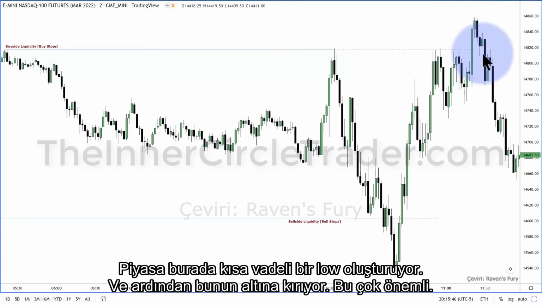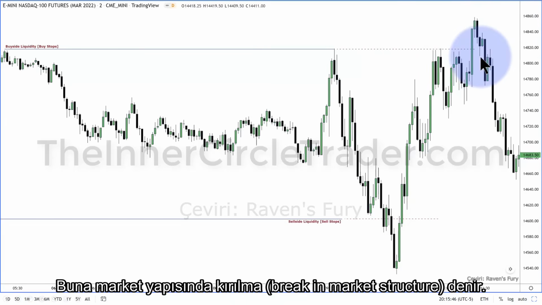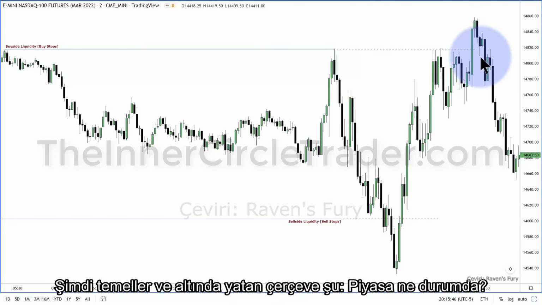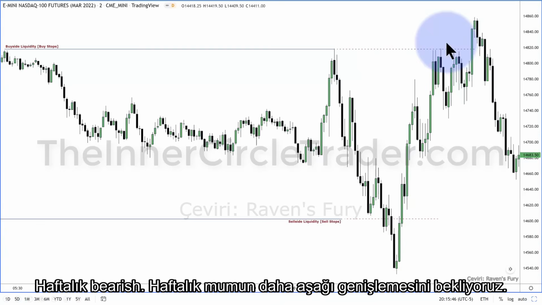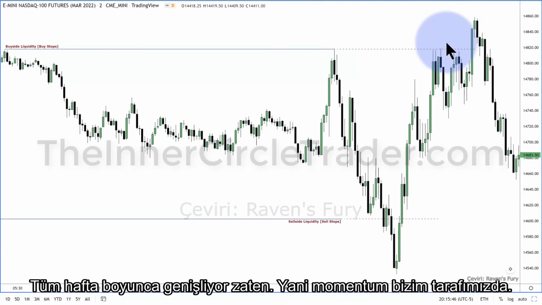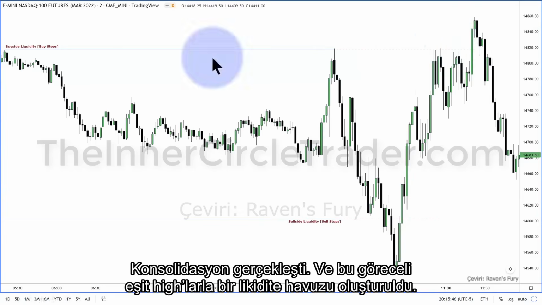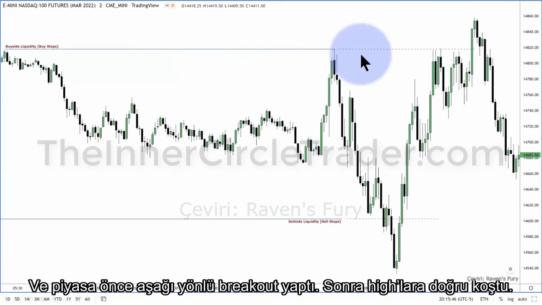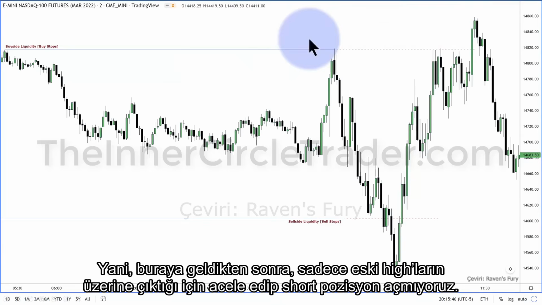The market creates a short-term low here, and then it breaks below that. This is key. This is called a break in market structure. Now, the foundations and underlying framework is we're in a market that's what? Weekly bearish. We're expecting that weekly candle to expand lower. It's been expanding all week. So we have momentum on our side. We have a consolidation that's occurred, and we had a pool of liquidity engineered with these relative equal highs, and the market broke out to the downside first, and then they ran on the highs.